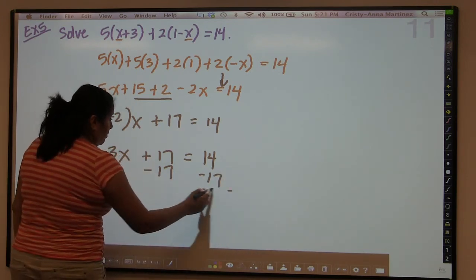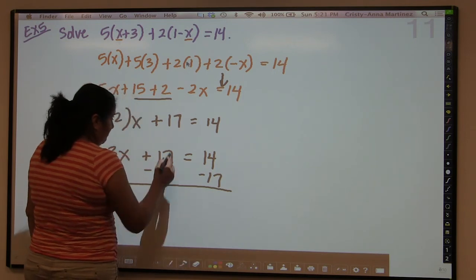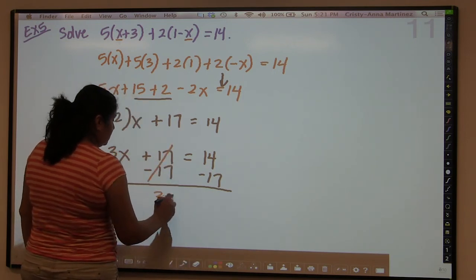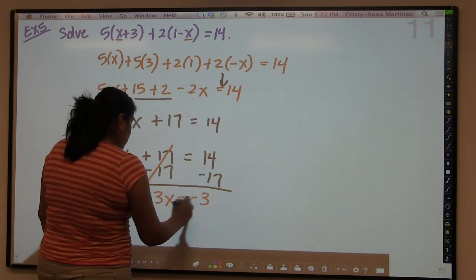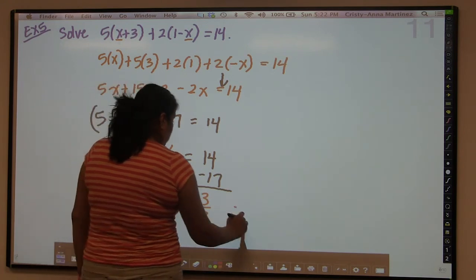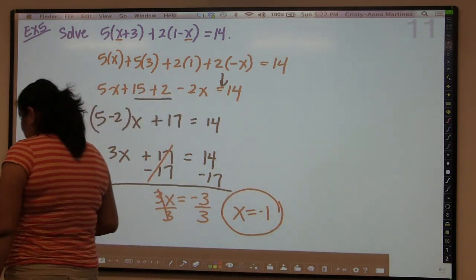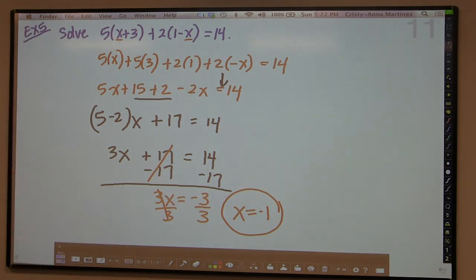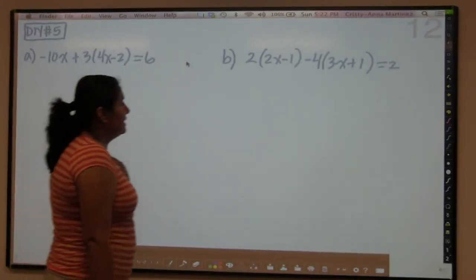So now it is important for you to actually do the inverse. So that gives me 3x. 14 minus 17 is negative 3. Divide by 3 on both sides. And x equals negative 1. And just like that, you've solved your multi-step equation. All right, so now you can try these bad boys.